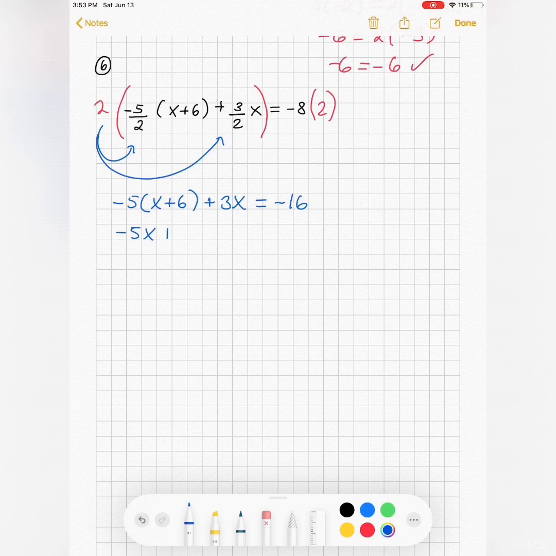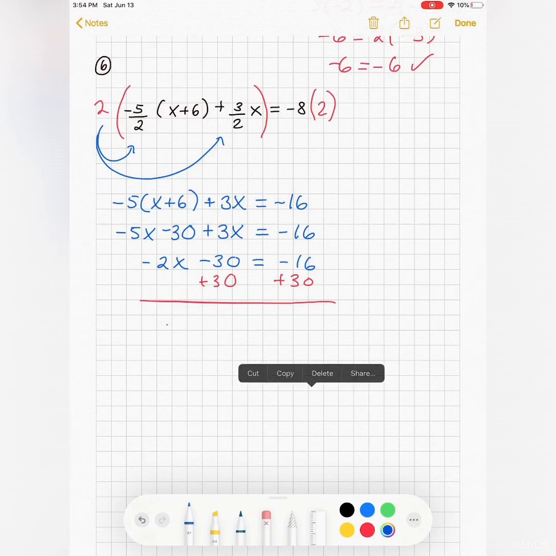So -5x minus 30 plus 3x is -16. Add 30, add 30. Get -7. Let's check it.